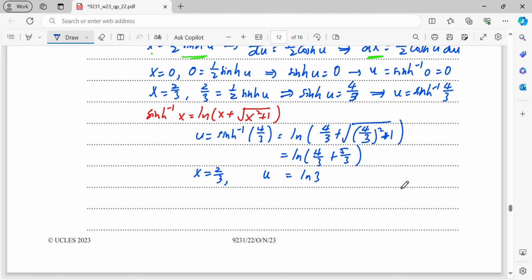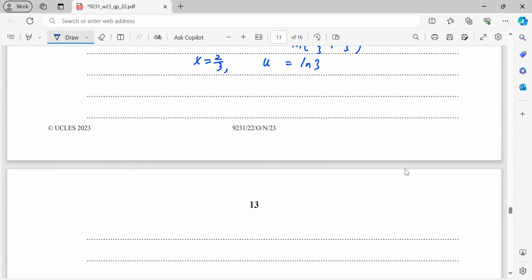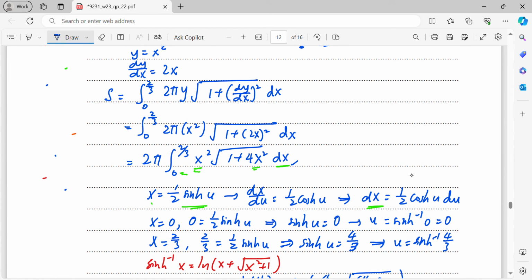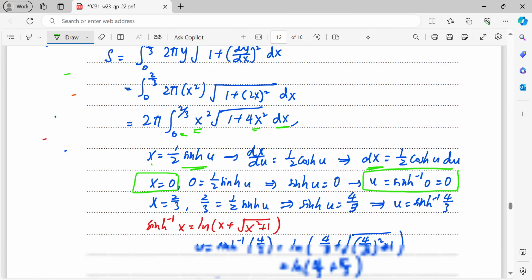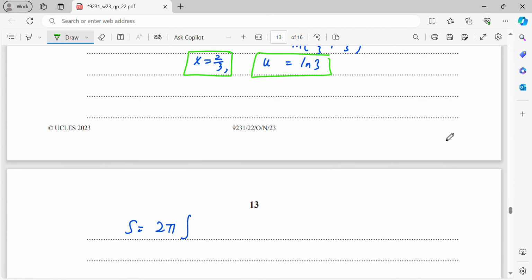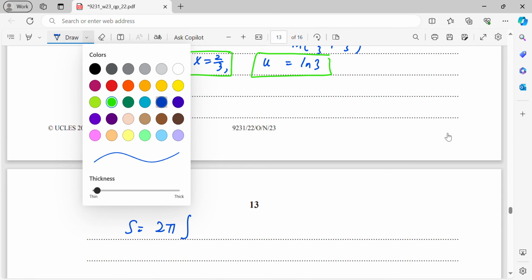So now I will change all. Now my s is 2 pi integrate, limits 0 to 2 over 3. When x equals 0, your u is 0. When x is 2 over 3, your u is ln 3. So now my new limits will be 0 to ln 3. So here I will write 0 to ln 3.